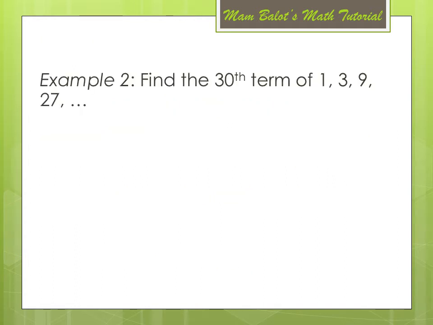But how about if we have this example? Find the 30th term of 1, 3, 9, 27, and so on. In this example, we need to multiply 3 thirty times to get the 30th term, which is too tiring. So that is why we need to derive the formula of the nth term of the geometric sequence and just solve for a sub 30. But how do we derive the formula of the nth term of the geometric sequence?